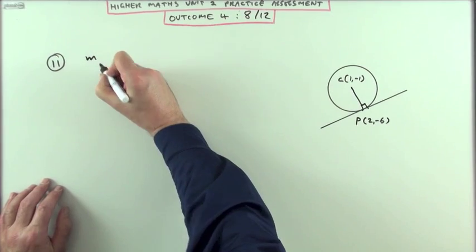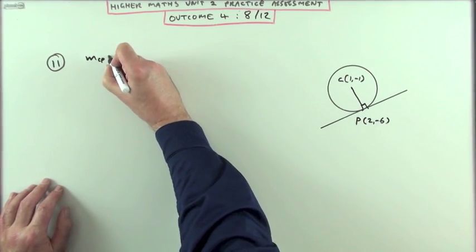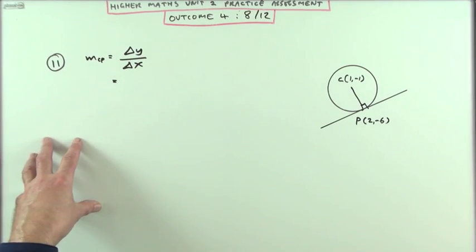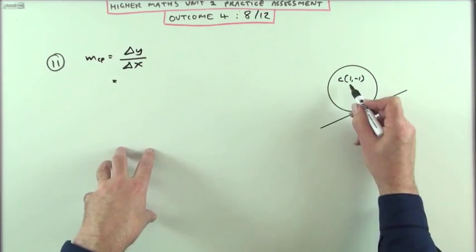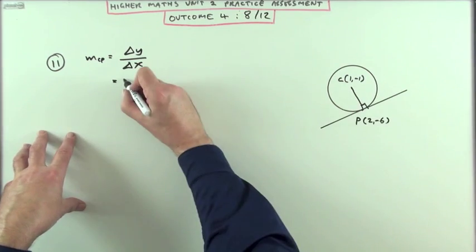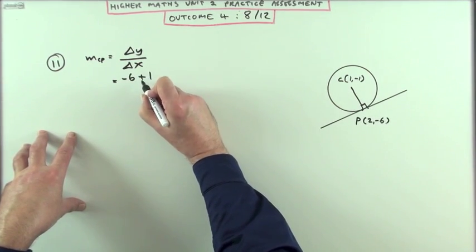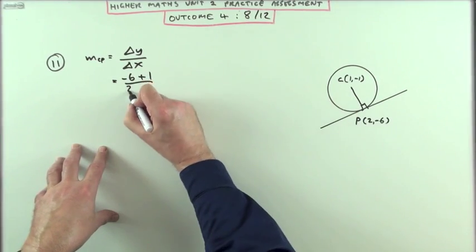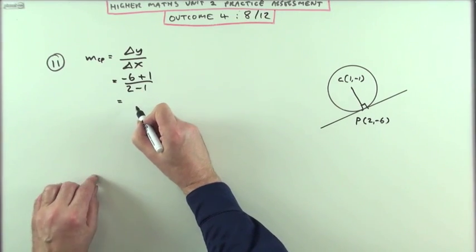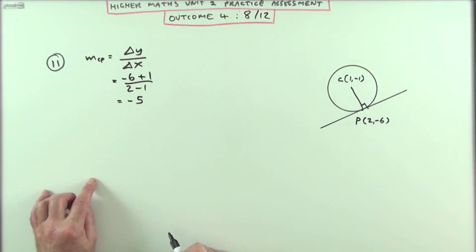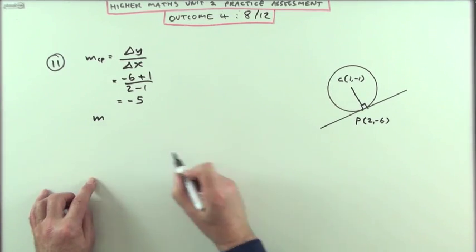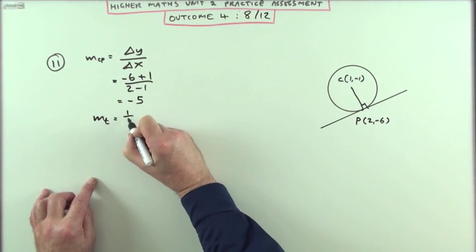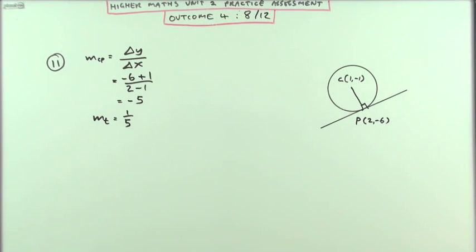So first, the gradient of the radius, I'll just call that CP. So I'll get the difference in the y coordinates divided by the difference in the x coordinates. So that will be C to P. Negative 6, take away negative 1. Negative 6, maybe just jump straight in with plus 1 for take away a negative. Difference in the x's, 2, take away 1. So it's negative 5 over 1, so that's just negative 5. Which means that the gradient of the tangent itself will be the negative of the reciprocal, so that will be 1/5. And there's the first 2 marks out of the 3.